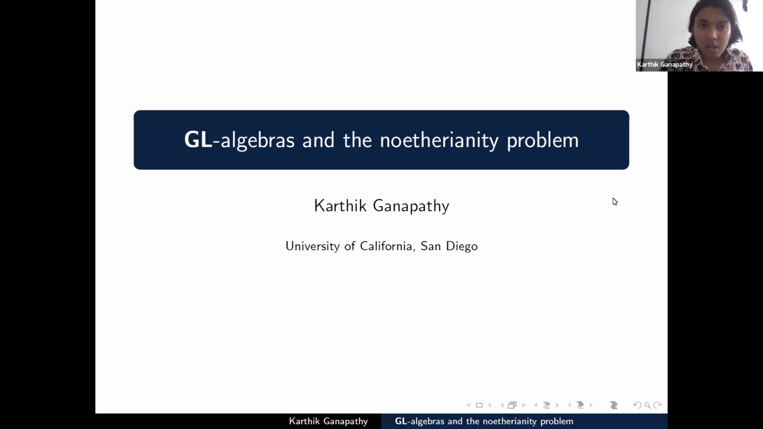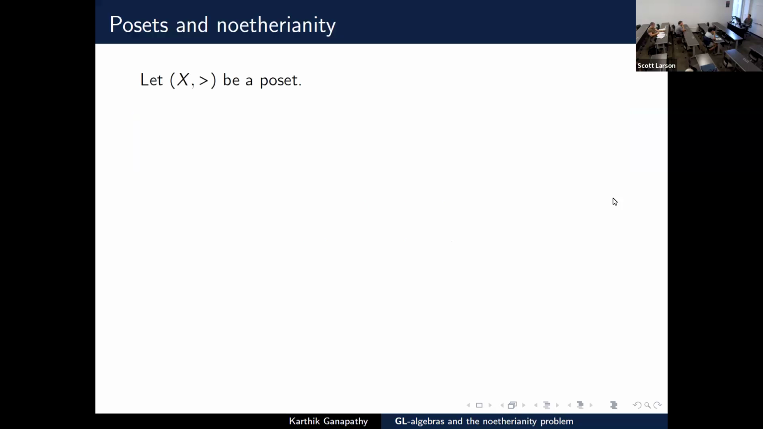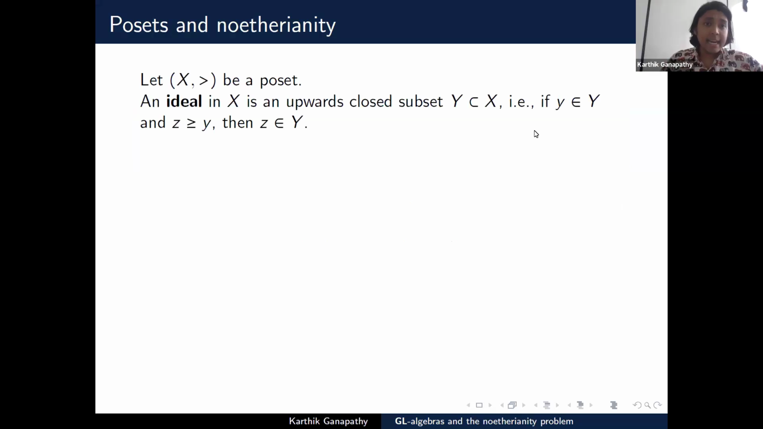Okay. So let me just start with a basic setting. I have a poset, and typically these posets are infinite. An ideal in this poset is an upwards closed subset. That means that if you have a point of the poset in your subset, and anything bigger than that, those points are also in your subset. One way to create an ideal is to take a point in your poset and look at everything above it. Those play the role of principal ideals.